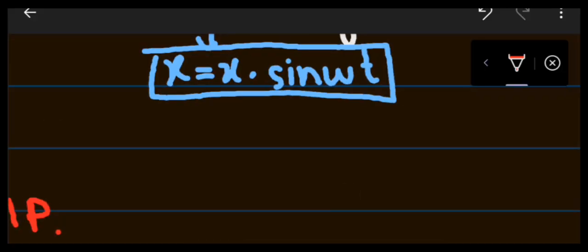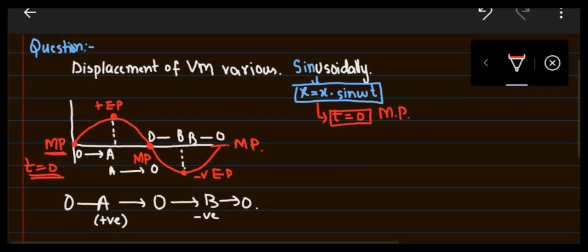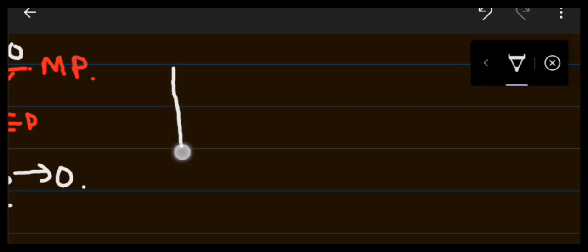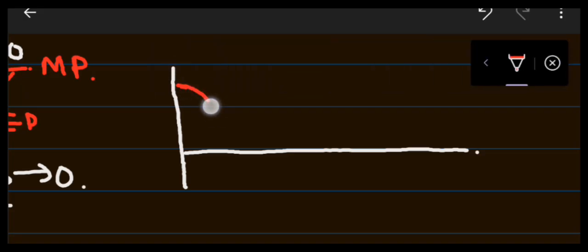So whenever you start a graph where time is equal to 0 from the mean position, you will apply this equation, x is equal to x naught sine omega t. Sine omega t means I started from the mean position. But I have another graph which I'm going to start from the extreme position. Now this is the extreme position I'm going to start from.